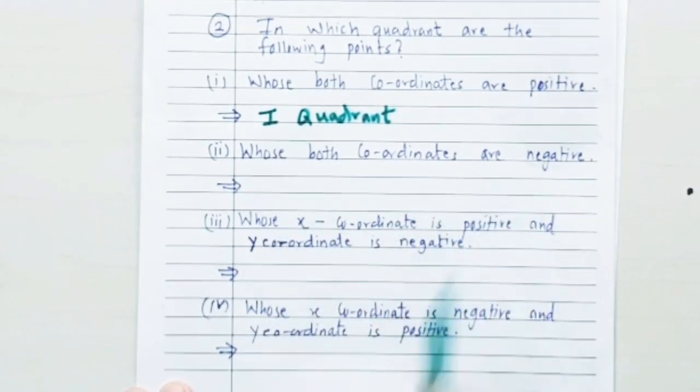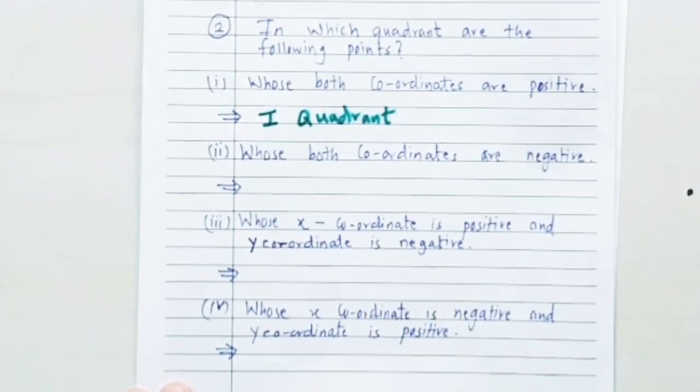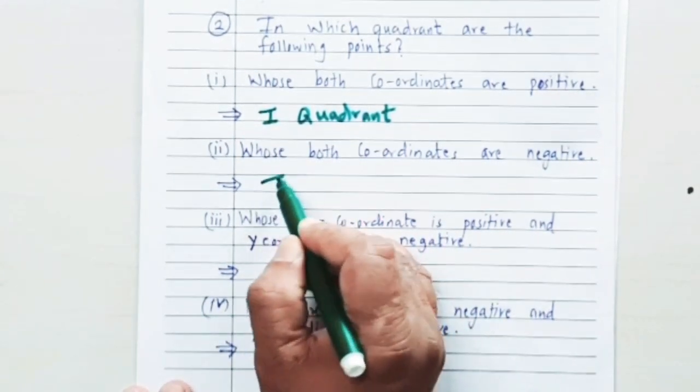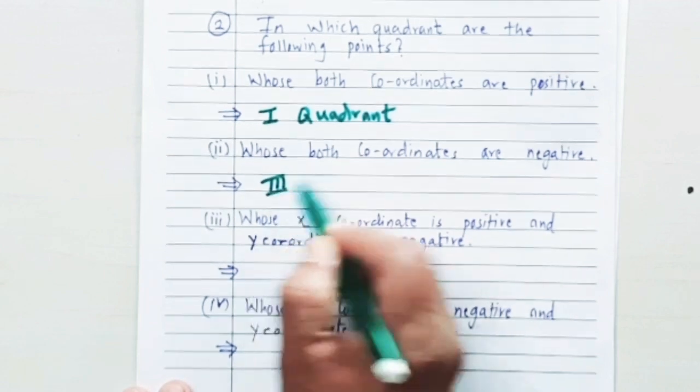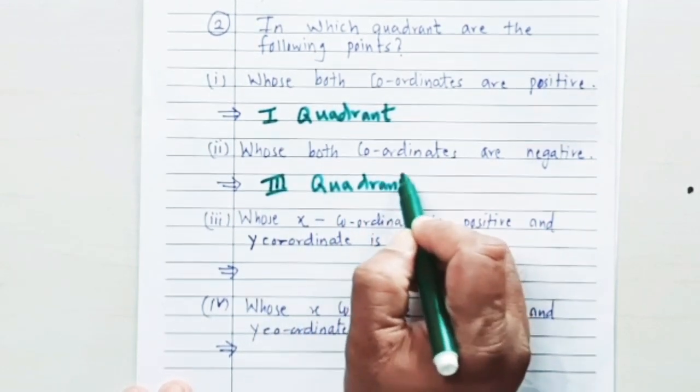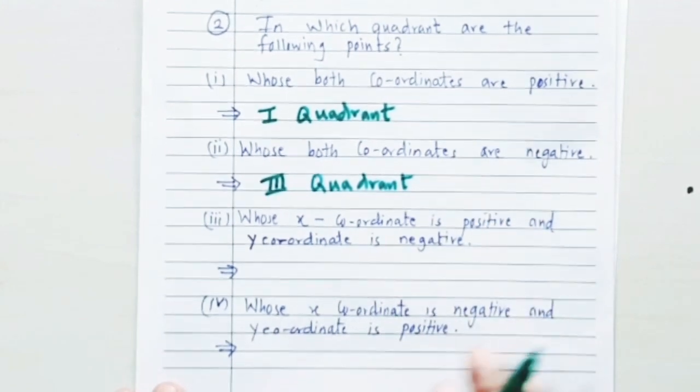Then the point whose both coordinates are negative, x negative and y negative. If x coordinate is negative and y coordinate is negative, the point will lie in the third quadrant. Point lies in the third quadrant.